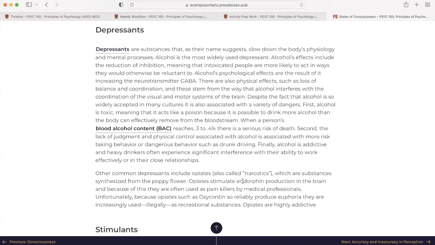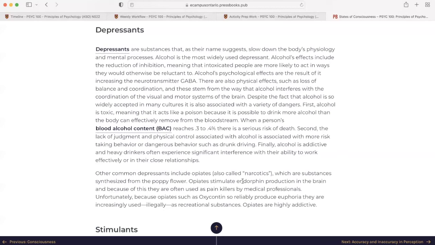Despite the fact that alcohol is so widely accepted in many cultures, it is also associated with a variety of dangers. First, alcohol is toxic, meaning that it acts like a poison because it is possible to drink more alcohol than the body can effectively remove from the bloodstream. When a person's blood alcohol content reaches 0.3 to 0.4%, there is a serious risk of death. Second, the lack of judgment and physical control associated with alcohol is associated with more risk-taking behavior or dangerous behavior, such as drunk driving. Finally, alcohol is addictive, and heavy drinkers often experience significant interference with their ability to work effectively or in their close relationships.